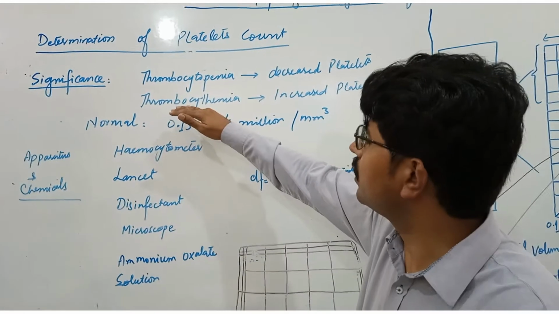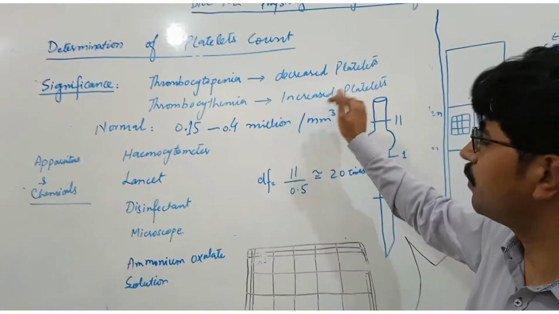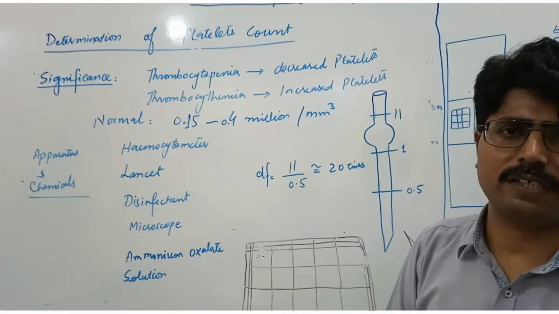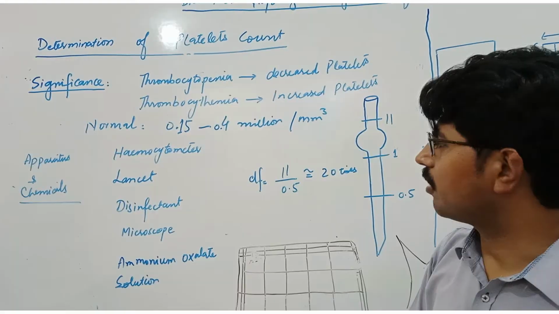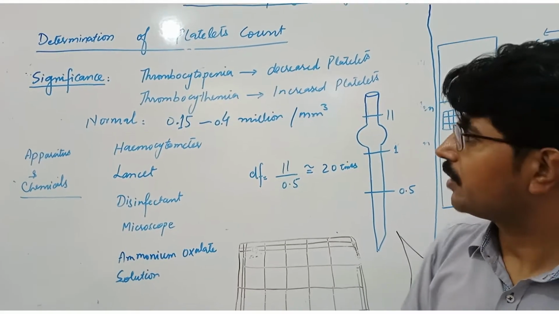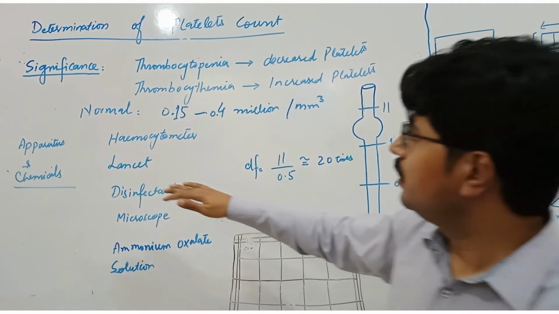And then it is also used to diagnose thrombocythemia, that is, increased platelets. If the number of platelets is increased above the normal range, then there could be clotting within the blood vessels. So that could be damaging for the cardiovascular system.